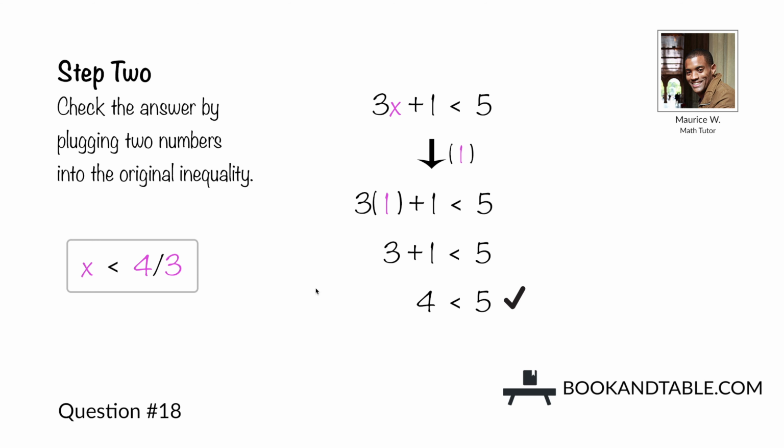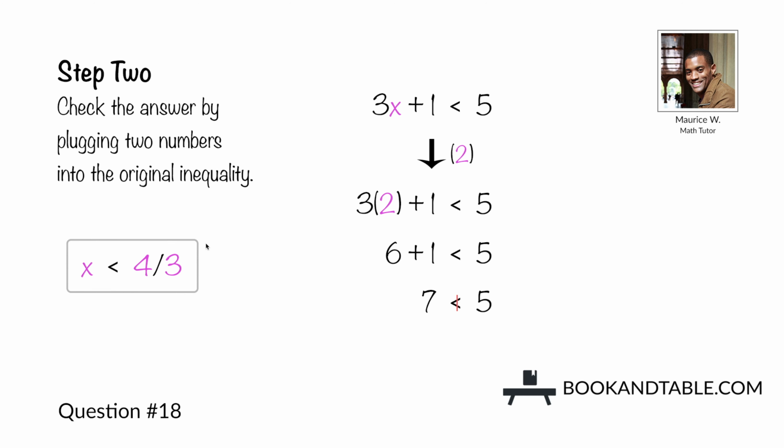work. So when we plug in 1, 3 times 1 is 3. 3 plus 1 is 4, leaving us with the true statement, 4 is less than 5. So x can be less than 4/3, but it should not be larger than 4/3, so 2 should not work. 3 times 2 is 6. 6 plus 1 is 7. Leaving us with the false statement, 7 is less than 5. So the first part of our answer is x is less than 4/3.